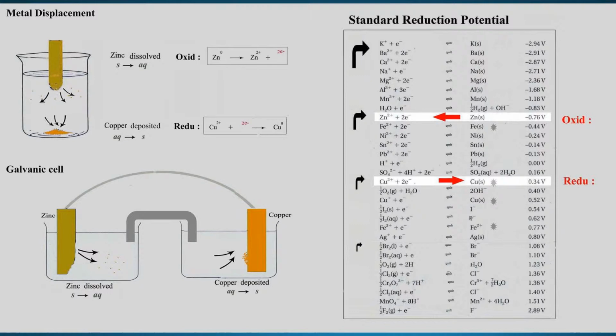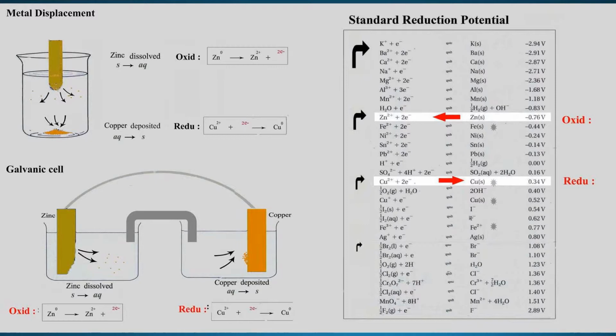Now look at the bottom. How about the zinc and copper? You will find they are using exactly the same rule. So you can use the same rule for the galvanic cell to get the standard reduction potential.